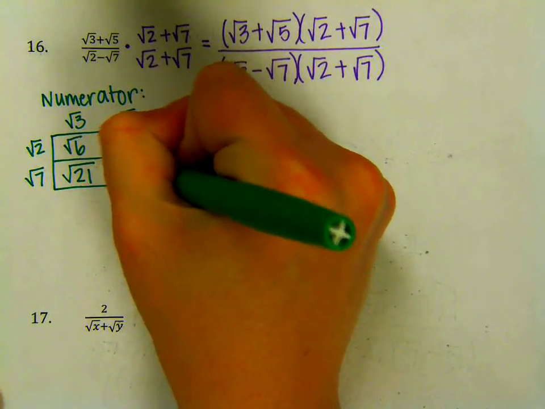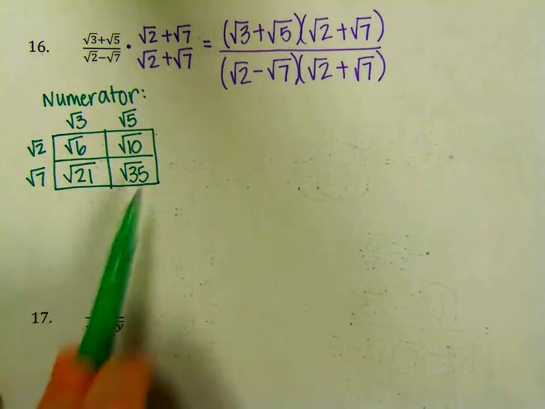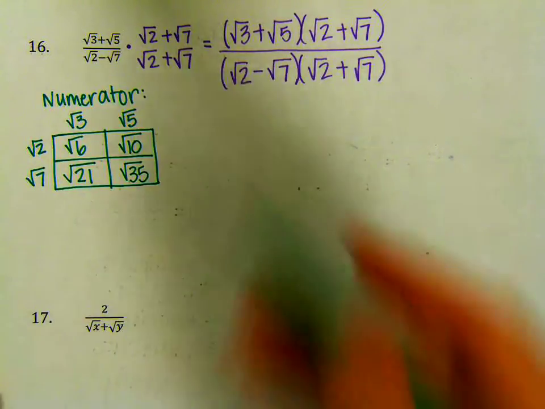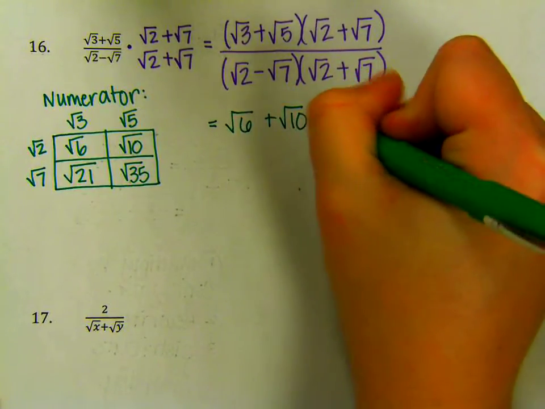So, unfortunately, not one of them has the same radicand, so I can't combine any of them, and they can't be simplified to be able to add them. So, in my numerator, I have square root of 6 plus square root of 10 plus square root of 21 plus square root of 35.